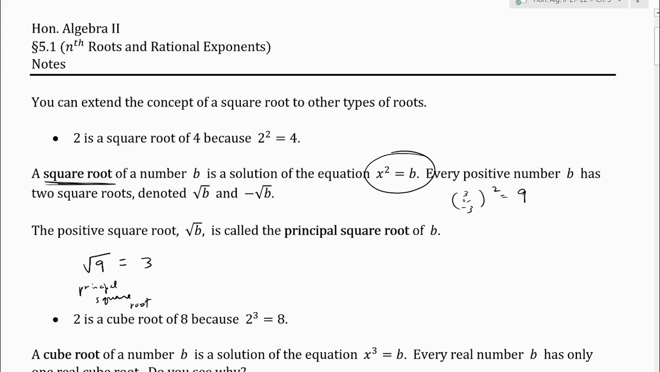I know that's confusing, but that's why it's important to say the principal square root, because when you just say out loud square root, technically there's 2 answers. And I'm bad to do that too. And y'all feel free to call me out on when I don't, because I need to get better at it.